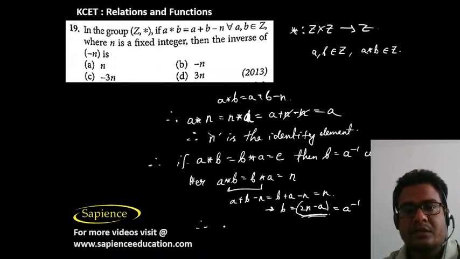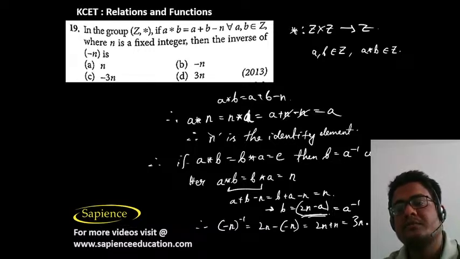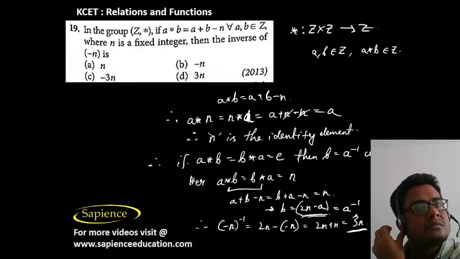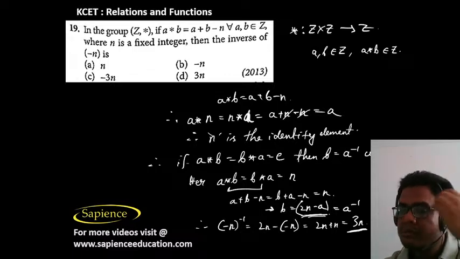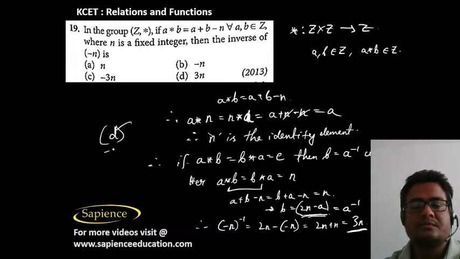Therefore we have to find the inverse of minus n. The inverse of minus n will be 2n minus of minus n, plus n, that is 3n. So 3n is the inverse. Therefore option D is the answer.